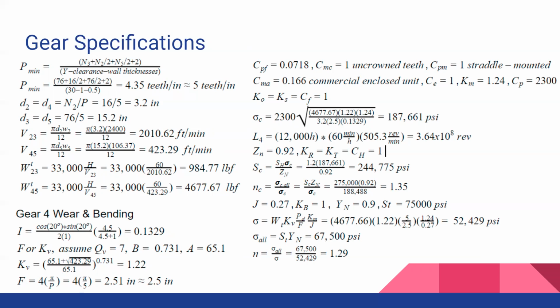The velocity of gears 2 and 3 was 2,010.62 feet per minute. The velocity of gears 4 and 5 was 423.29 feet per minute. The tangential force on gears 2 and 3 was 984.77 pound force. The tangential force on gears 4 and 5 was 4,677.6.